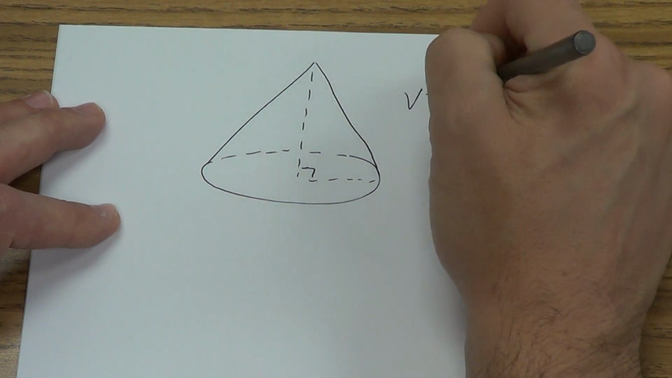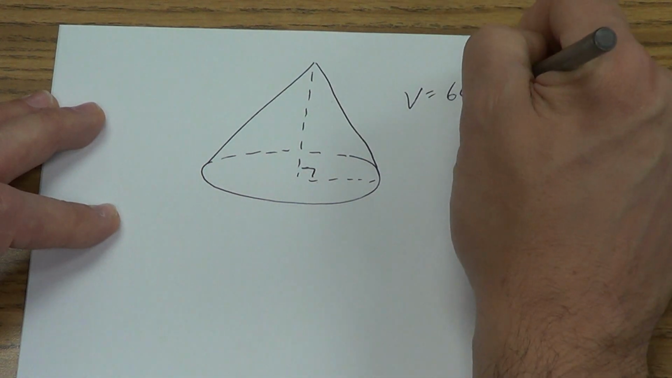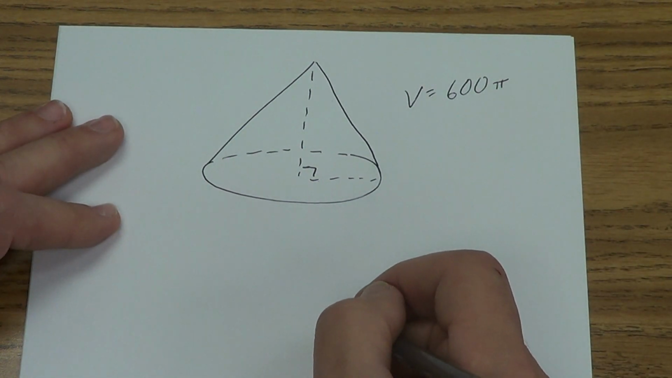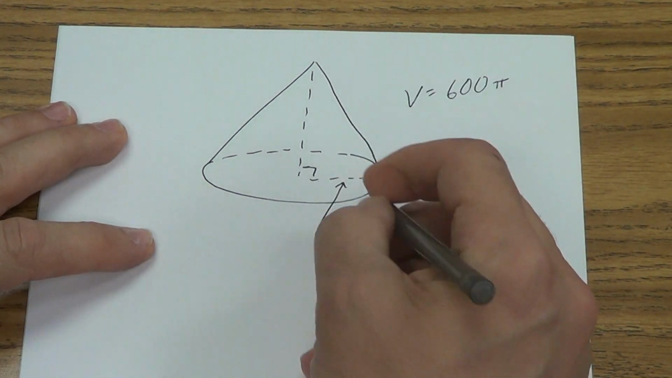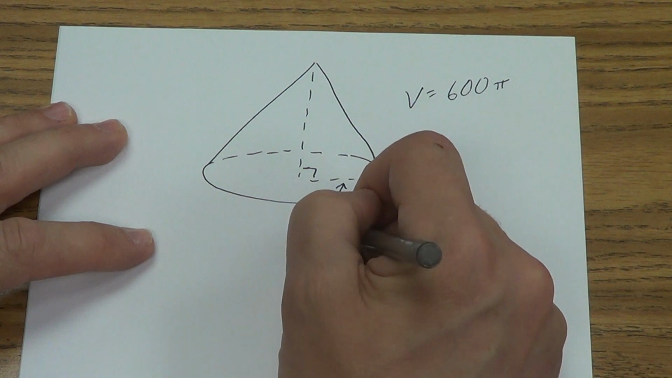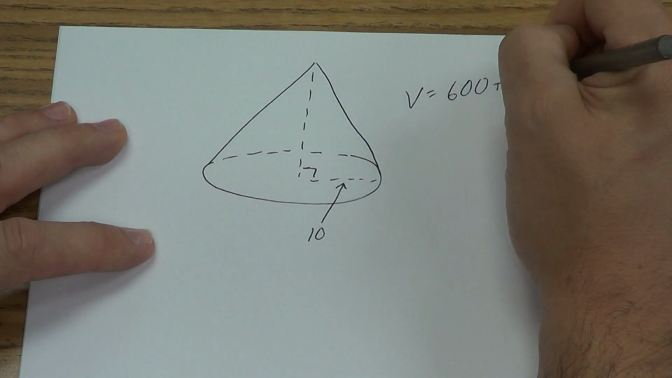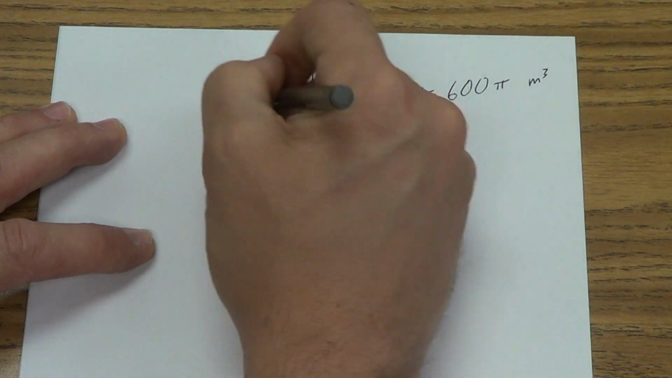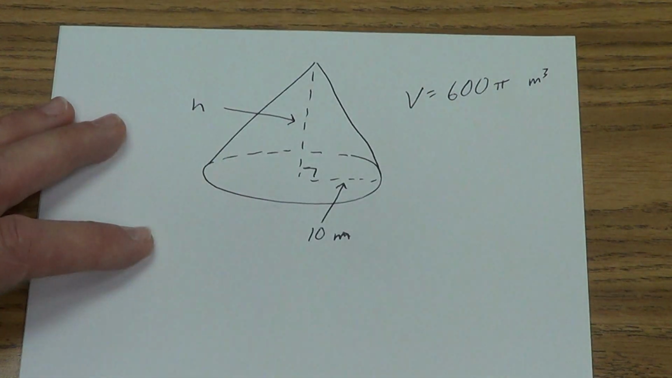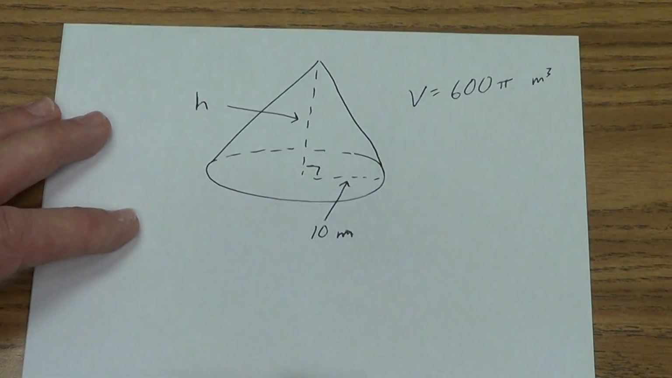All right, volume equals 600 pi. And we're going to say that the radius is 10. Let's go with a label here of meters cubed, so this would be meters. And we're going to try to find h. All right, so here we go.